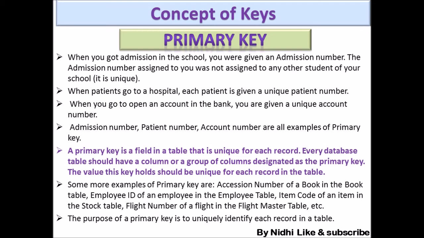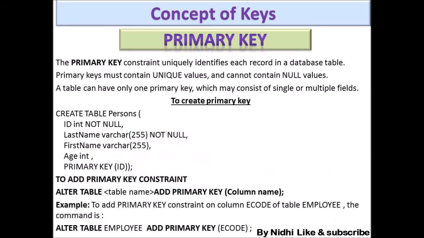Next we will see more about primary key. Primary key constraints mean some restrictions or rules that we apply on that particular column. So the primary key constraint uniquely identifies each row in a database table. A primary key must contain unique values and cannot contain null values. This point is to be noted, that a primary key never contains a null value. If you try to assign it a null value, then you will get an error. Okay, a table can have only one primary key, which may consist of single or multiple fields. So it should be a unique value.